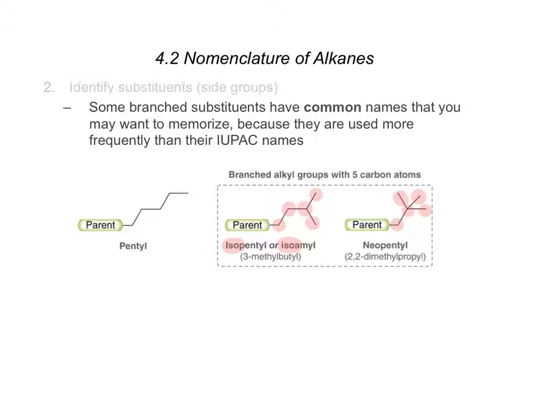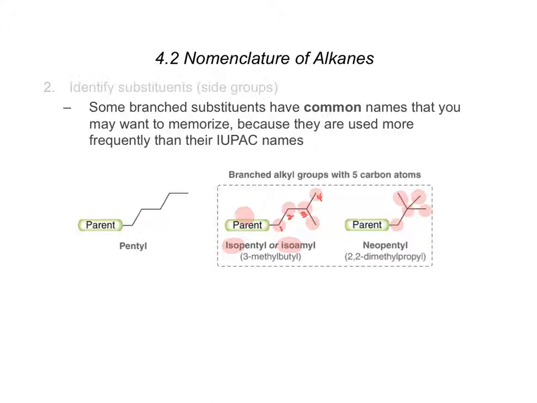Oh, okay. So for example, this is our parent chain here. This guy's going to get 1, 2, 3, 4. And then whatever the branch is off of that, we specify that via its position. So this would be 3-methylbutyl. Yeah, I was a little confused on that part.